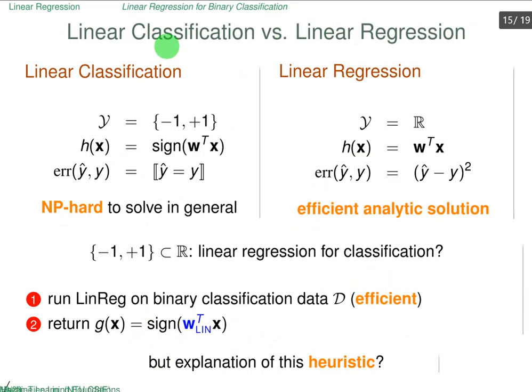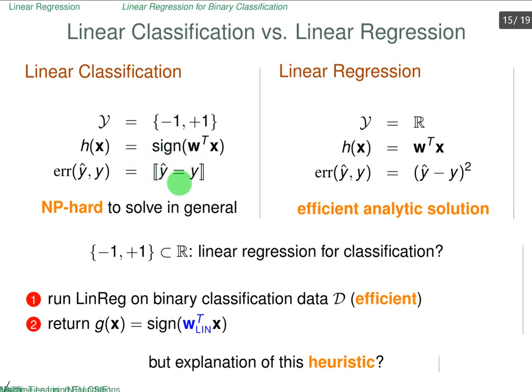Let's compare linear classification versus linear regression. In the linear classification case, we were interested in estimating a hypothesis that will provide us a binary output value, which is usually plus minus 1 for binary classification tasks. And the type of hypothesis class we dealt with in the perceptron case was the following: h of x, we apply sign on W transpose x. And the error function was defined as follows.